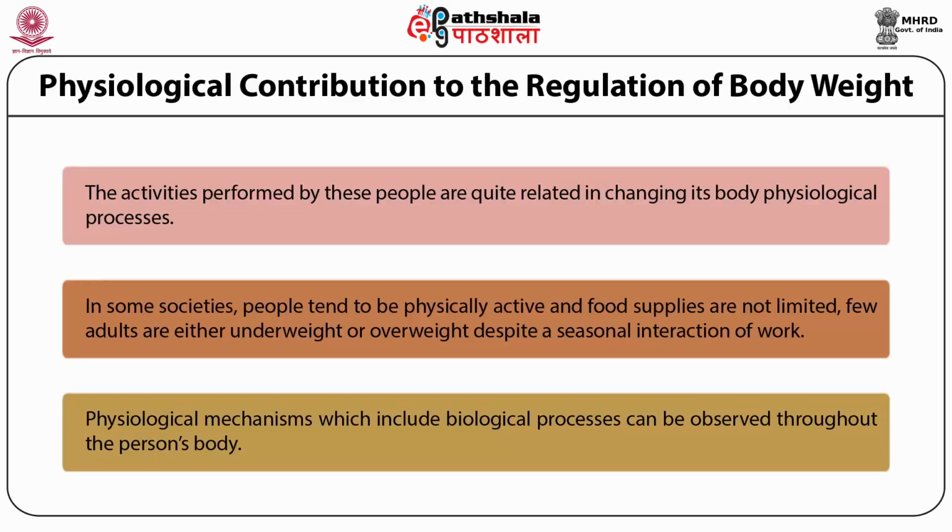Physiological mechanisms, which include biological processes, can be observed throughout the person's body. It is also believed that the body exerts a stronger defense against undernutrition and weight loss than it does against overconsumption and weight gain. The physiological mechanism responsible for the body weight regulation is incompletely understood. However, there is increasing evidence of a range of signaling mechanisms within the intestine, the adipose tissue, and the brain, and perhaps within other tissues that sense the inflow of dietary nutrients, their distribution, and metabolism and their storage.